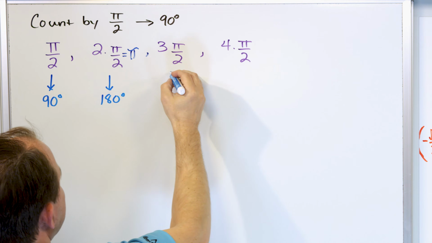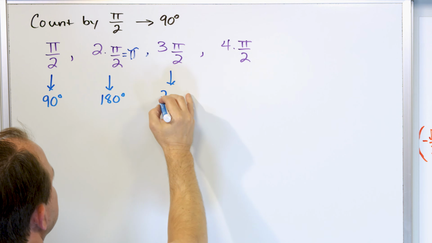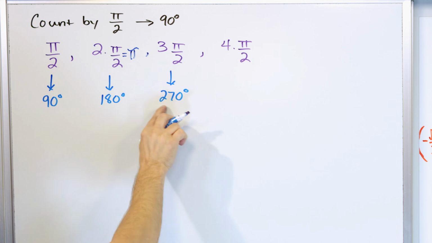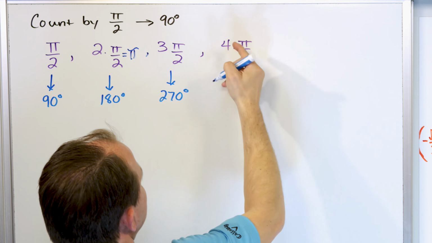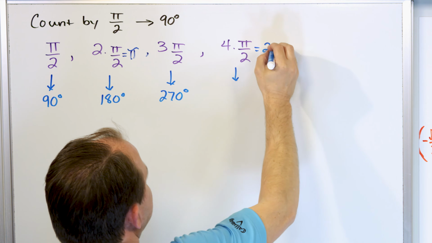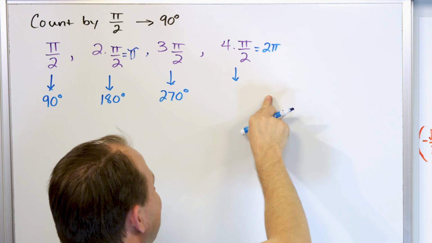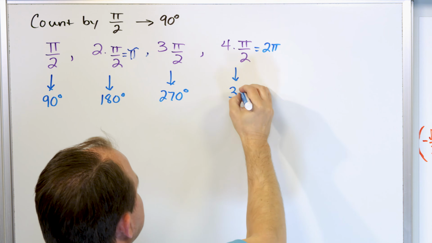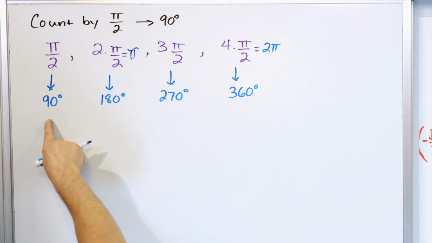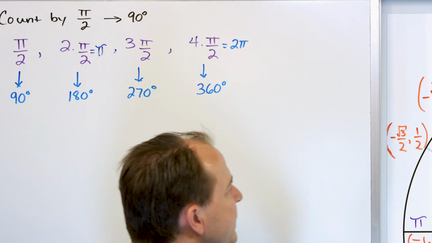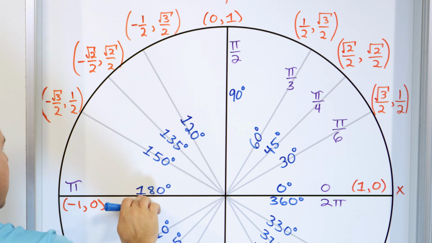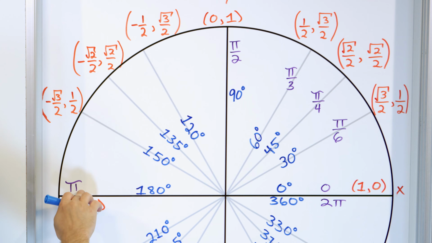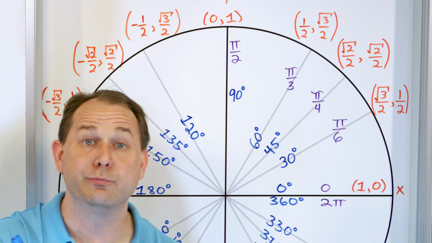3 pi over 2 cannot be simplified any further, so that's 270 degrees, another 90-degree chunk. And then what do you get here? 4 pi over 2, 4 divided by 2 gives you 2 pi. So this is written down as 2 pi radians, which is 360 degrees. Now let's see if these make sense around the unit circle. We said that pi over 2 was 90. 2 pi over 2 is 180. So this is 2 pi over 2, but it reduces to pi. That's why pi is written here and not 2 pi over 2.